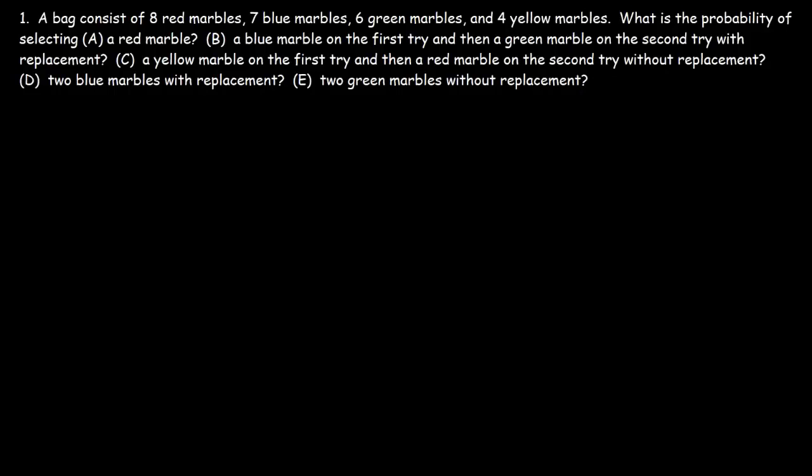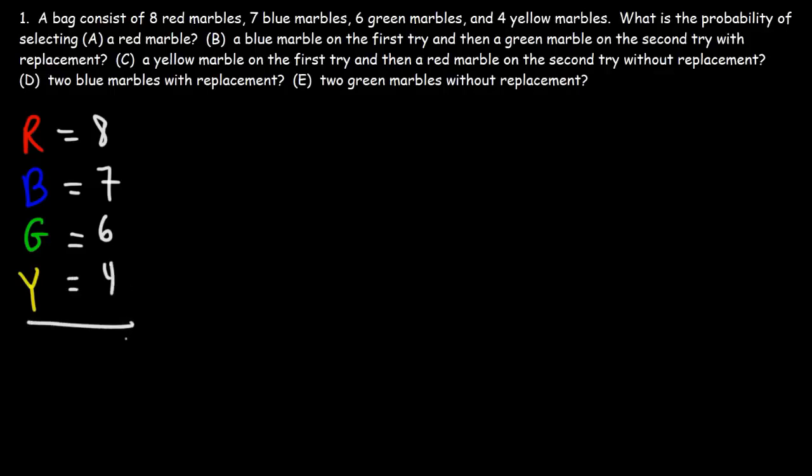So let's begin. Let's write out the marbles that we have. So the first color is red, the second color is blue, the third color is green, and the fourth color is yellow. So you can clearly see the information. Now we have 8 red marbles, 7 blue marbles, 6 green marbles, and 4 yellow marbles. Now let's get the total. 6 plus 4 is 10. 8 plus 7 is 15. 15 plus 10 is 25. So we have a total of 25 marbles.